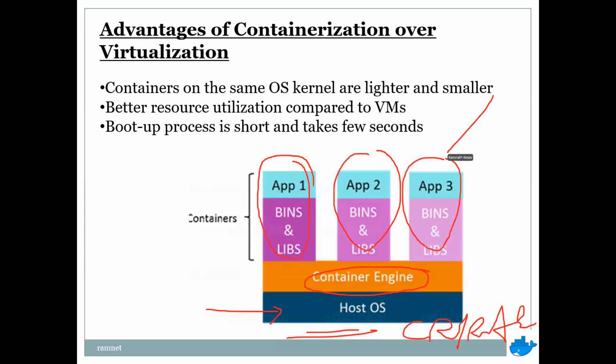So 3 containers are running on the same host OS, and they are not dividing the resources. They are not getting allocated whatever they require. They are not hard-coded. Allocation is not done here. Unlike the VMs, hard allocation of RAM, CPU, hard disk is not given. As and when required, it may pick it up.